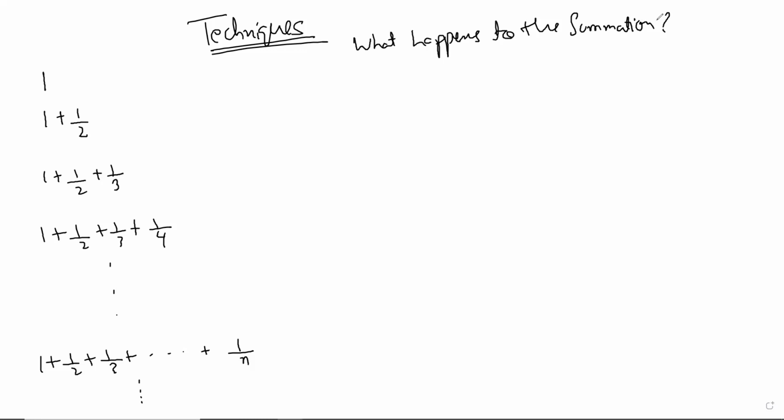Right, so this was the question I had given the last time. If you're adding these numbers, one, then you add a half to it, then you add a 1/3 to it, then 1/4 to it, and you keep doing this, then what happens to the summation? What all can we say about this? So this was a question which I think I had asked the last time.